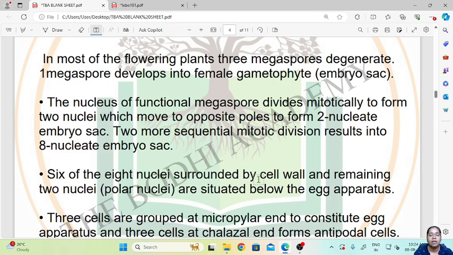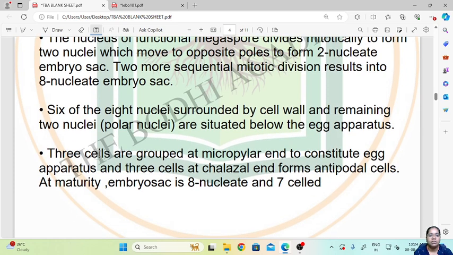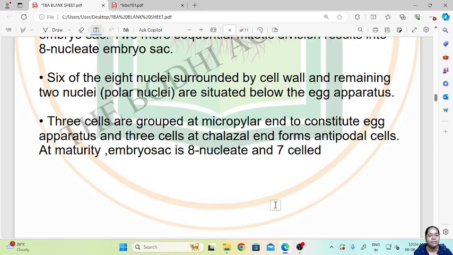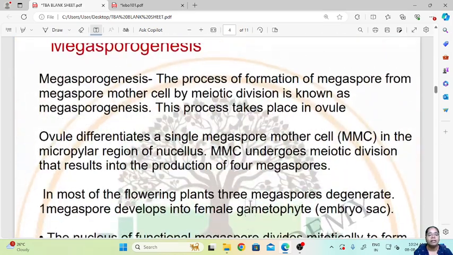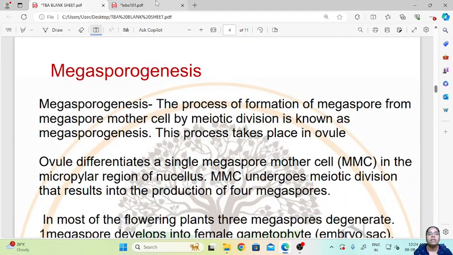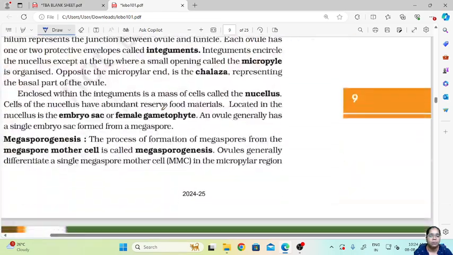Two more sequential divisions result in 8 nuclei, and 6 of the 8 nuclei are surrounded by a wall. 3 cells are grouped at the micropylar end to constitute the egg apparatus, and 3 cells at the chalazal end form the antipodal cells. At maturity, the embryo sac is 8 nucleated and 7 celled. So let us see the megasporogenesis process in the embryo sac in detail now.